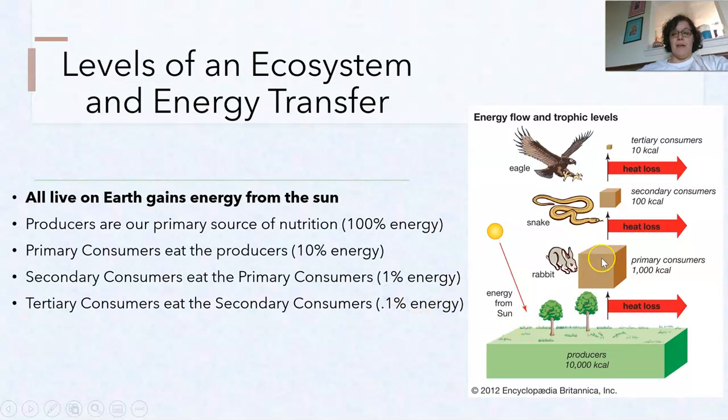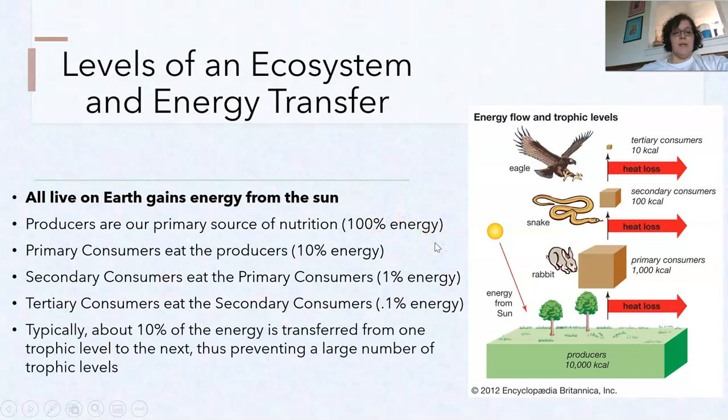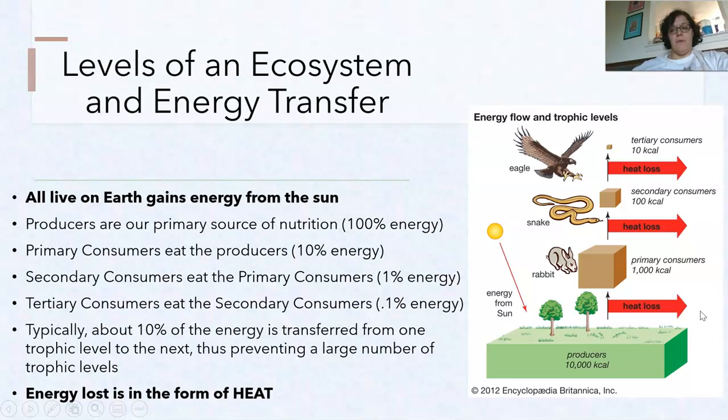Tertiary consumers eat the secondary. So this eagle is going to eat the snake. And again, it's only going to get 0.1% of energy. See the trend? Energy lost. Typically, about 10% of the energy is transferred from one trophic level to the next, thus preventing a large number of trophic levels. So the largest trophic level is obviously the producers, and the smallest is our tertiary and anything above. Energy loss is in the form of heat, whether through the organism itself or the environment.